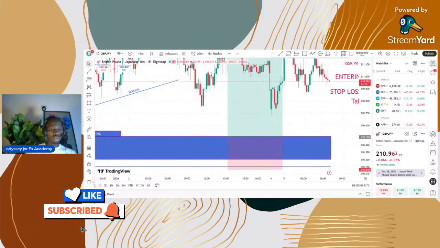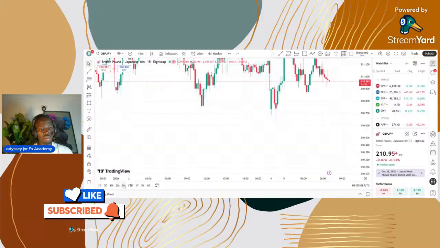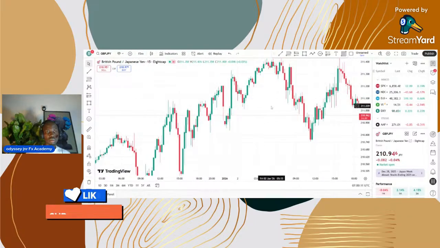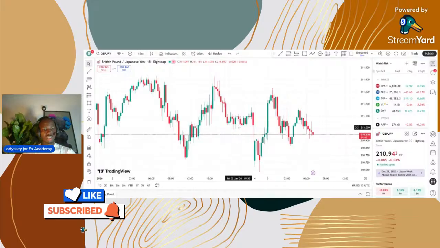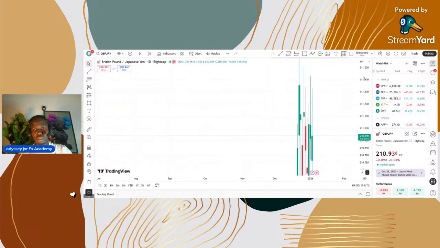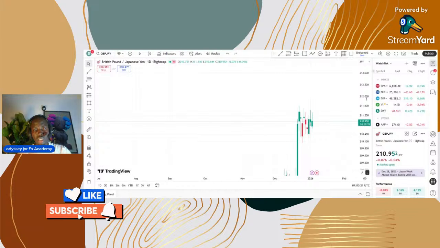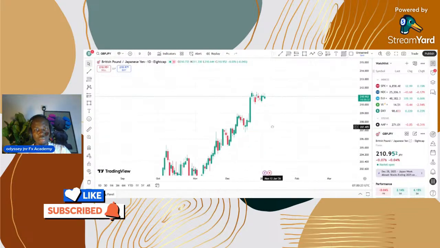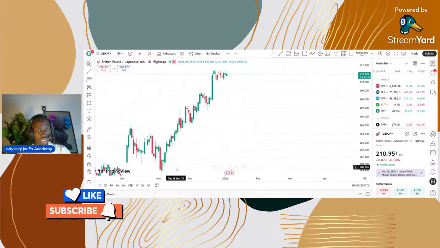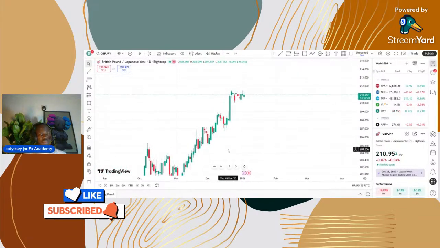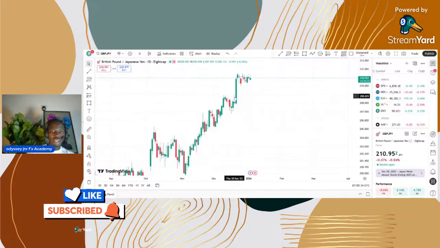Okay, so let's go with this. Let's remember we start with the higher time frame, which will be the daily time frame. So Great Britain pound JPY. We are currently bullish, and this is the order block that led to this.